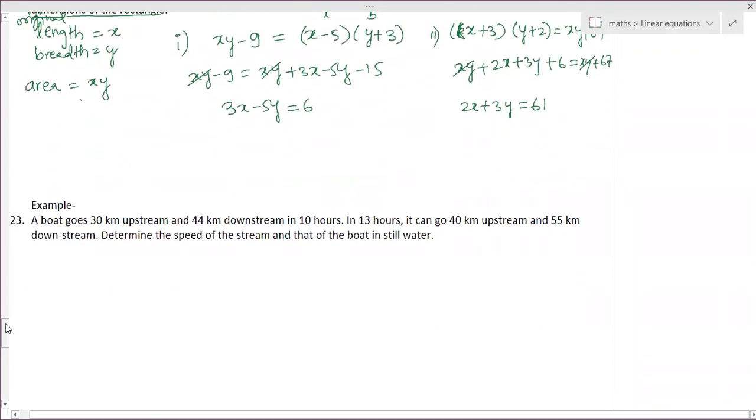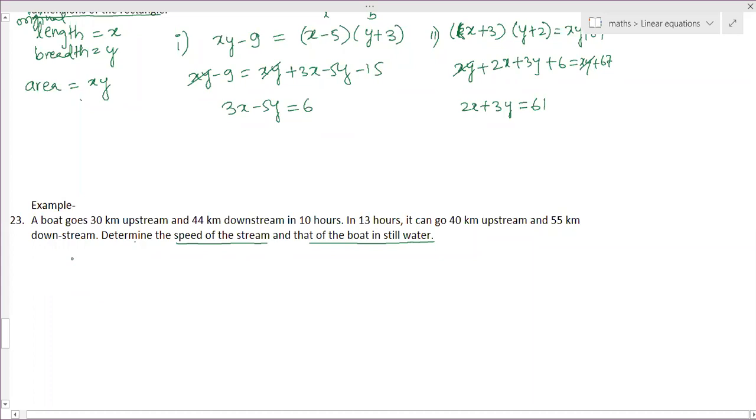Now here, upstream and downstream questions you might have solved in earlier classes. Upstream means against the stream. Downstream means along the stream. So here you have to consider what they have given, determine the speed of the stream and the speed of the boat in still water. The initial steps will remain the same every time in upstream and downstream questions.